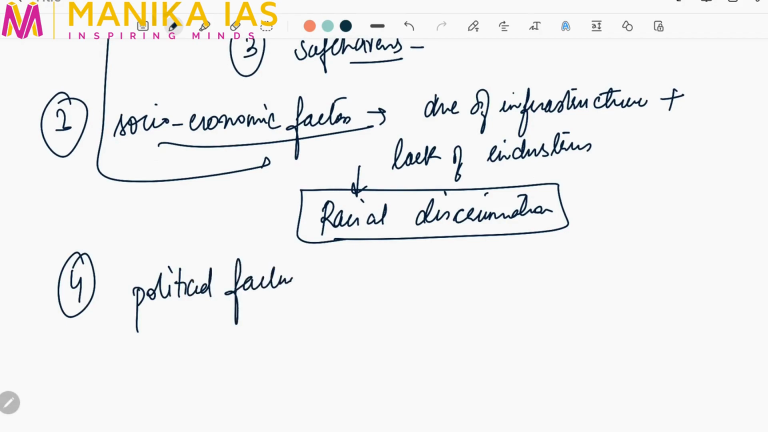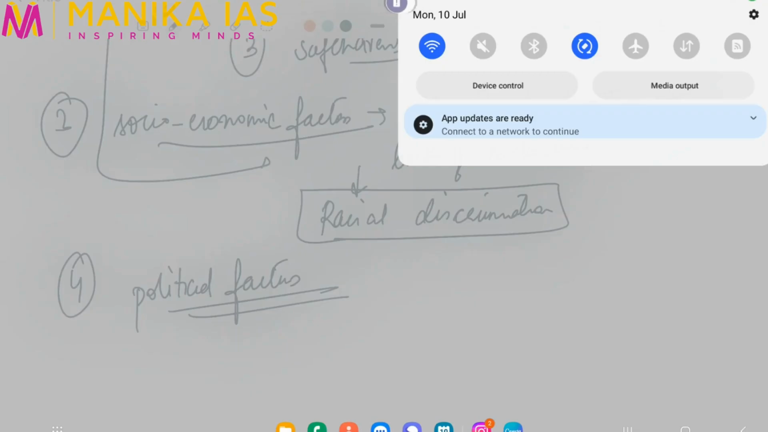Political factors. See, the people in Northeast have always felt that they have been kept isolated from political positions. They didn't get the political power as much as they could have. Second, the number of seats given to the communities in the states is not representative. Third, if you have read about the Sixth Schedule, it is not completely applied. The village councils and district councils were supposed to be there, but you'll find that these issues still remain.